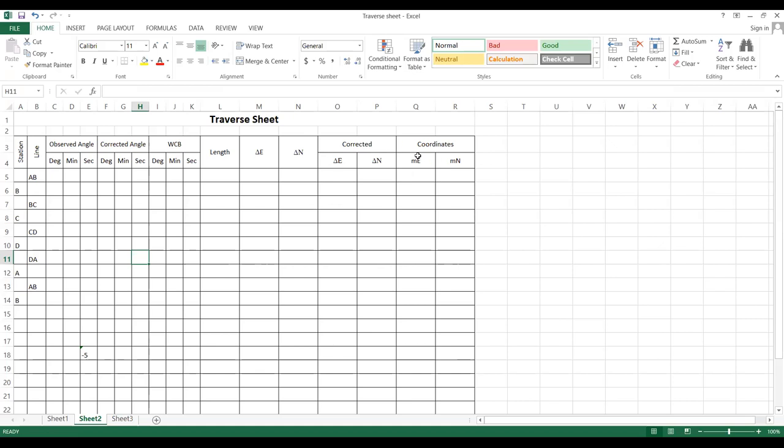Some of these parameters, angle, length, bearing, partial coordinates, and coordinate, belong to stations. Some of these parameters belong to lines, or we call them line parameters and point parameters, or station parameters. So you have to correctly enter the values in the correct row. It is very important. Now, for example, if you take observed angle, angle is measured at a station. So it is a station property, so you have to correctly enter the value in the respective row.